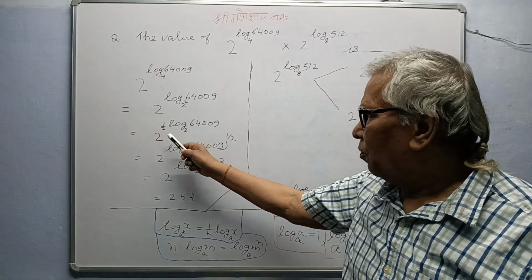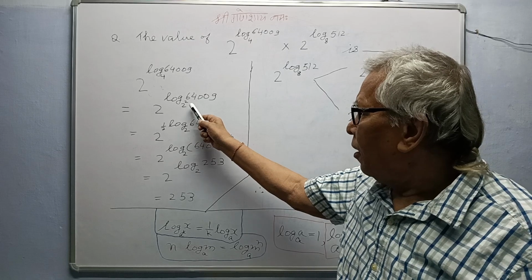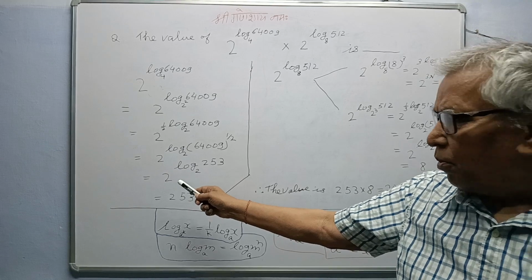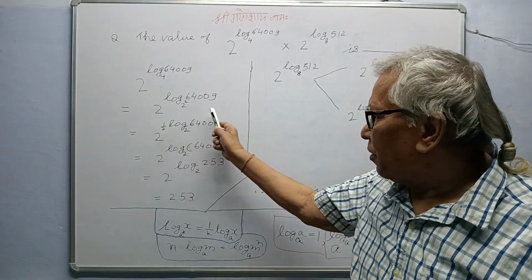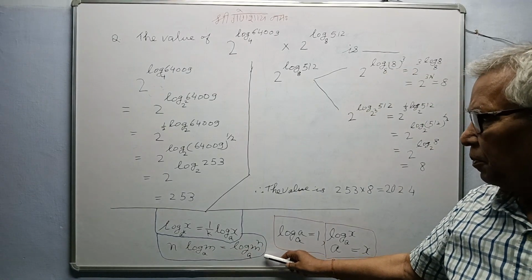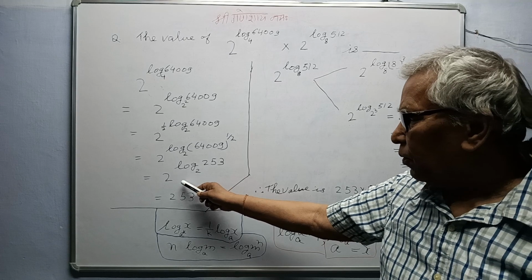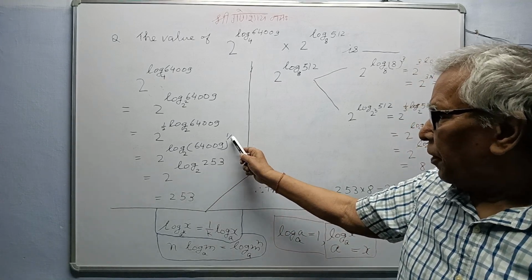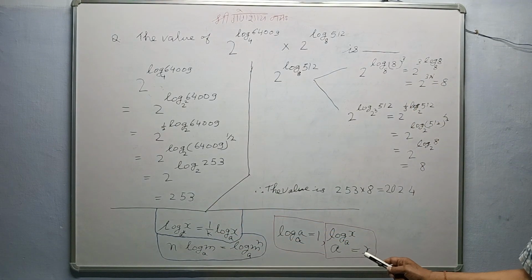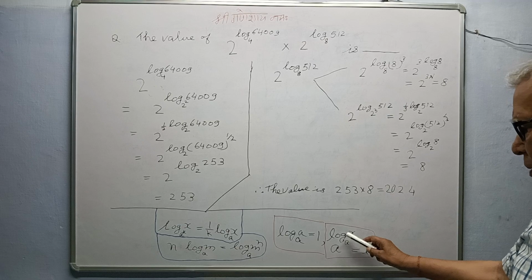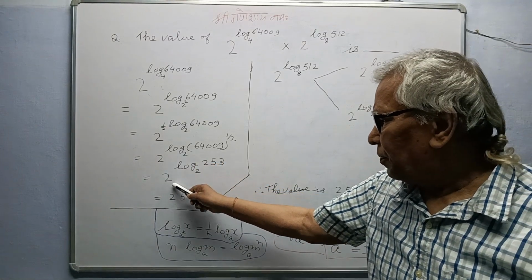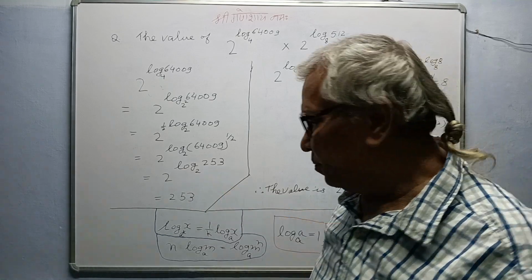So this is 1 by 2 log 64,009 to the base 2. This half will come here, using this formula. So 2 to the power log, the square root of this is 253, to the base 2. Now this formula, a to the power log x to the base a is equal to x. So the whole thing will go out, and only 253 will remain here.